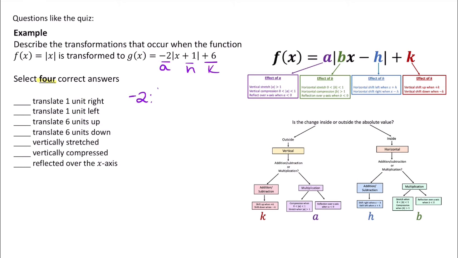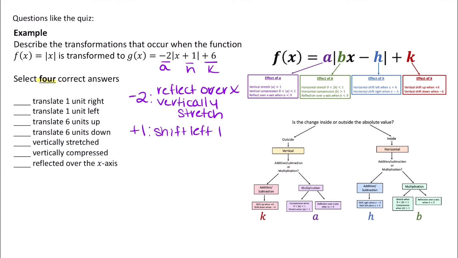So the -2, I know it's going to be reflected over x, right? Because of the negative sign. And then I also know that it's going to be vertically stretched, right? Because the absolute value of -2 is 2, and 2 is bigger than 1. And then the +1, right? I know the +1 means it's going to be shifted left 1. Just like we've always been doing, right? And then the +6 means we're going to shift up 6.